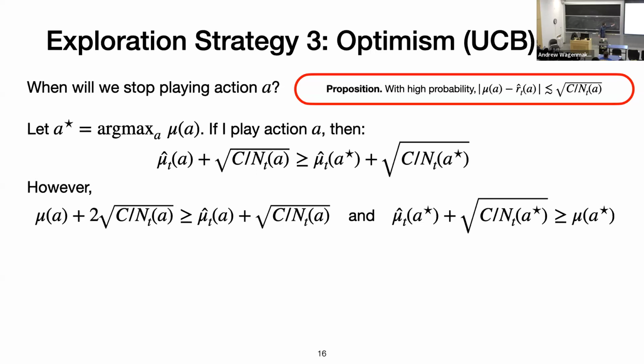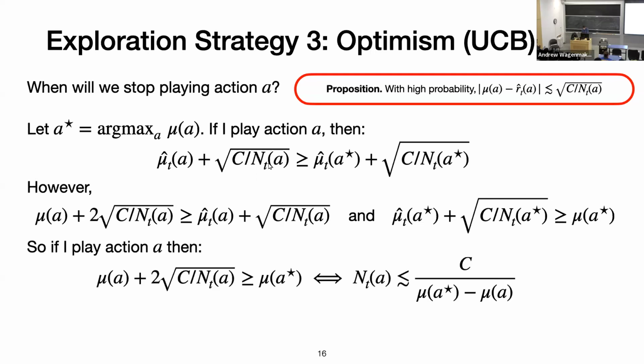I can lower bound mu hat t of A star plus the confidence interval for A star by mu of A star. Both of these things are true simply by the confidence interval. And if I pull the arm A, then this is also true. So what this says is that if I pull arm A, then mu of A plus the confidence interval for arm A is greater than mu of A star. If I rearrange this, the number of pulls for arm A is bounded by basically 1 over, sorry, this is supposed to be a square here, 1 over mu of A star minus mu of A, squared.